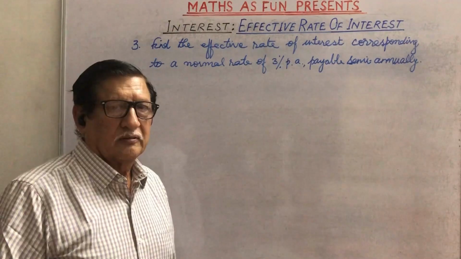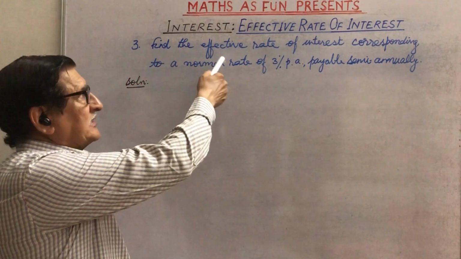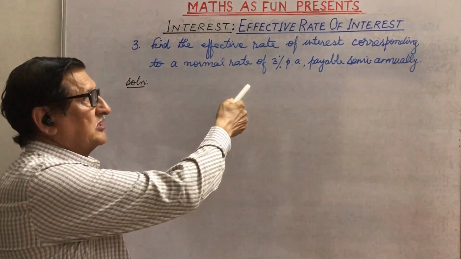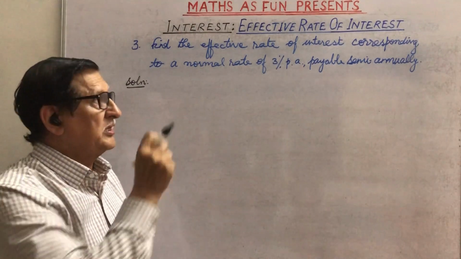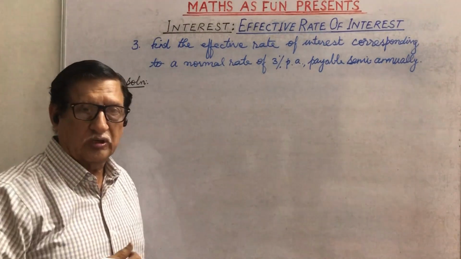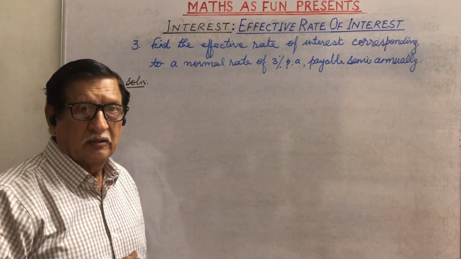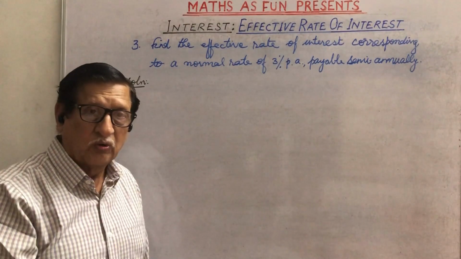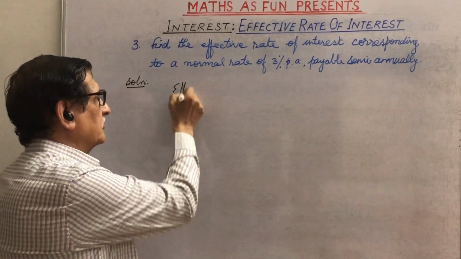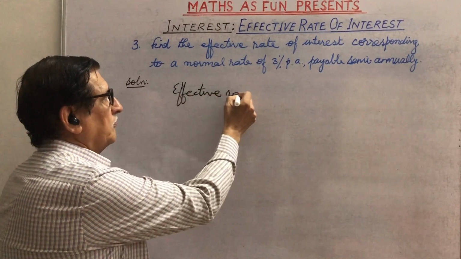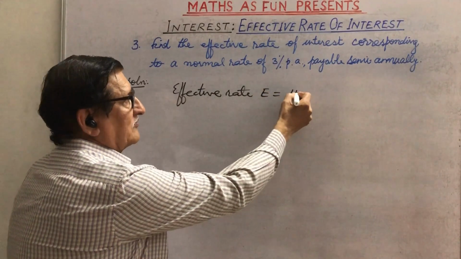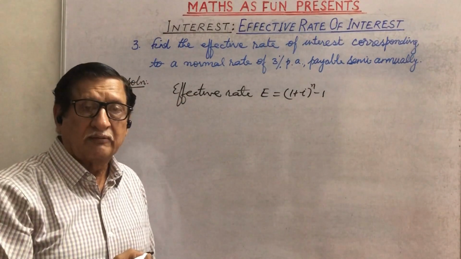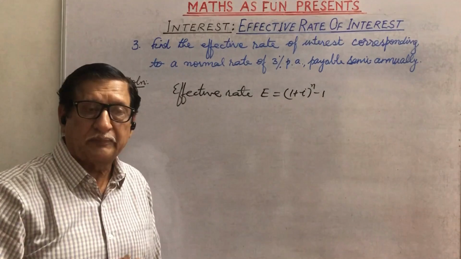The next problem we are going to discuss is: find the effective rate of interest corresponding to a nominal rate of 3% per annum payable semi-annually, meaning compounded semi-annually. When we go to the solution of it, we find there is no principal given. And as we know, the formula to find out the effective rate E is given as (1 plus I) power n minus 1. So even if the principal is not given, we can find out the effective rate directly by applying this particular formula.